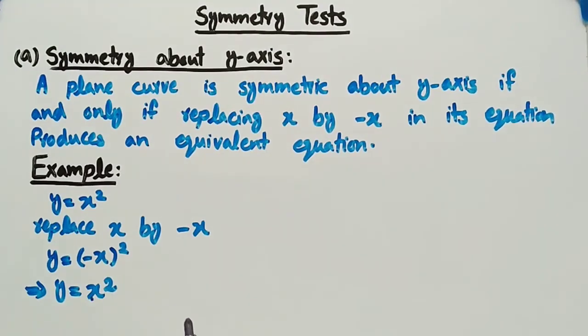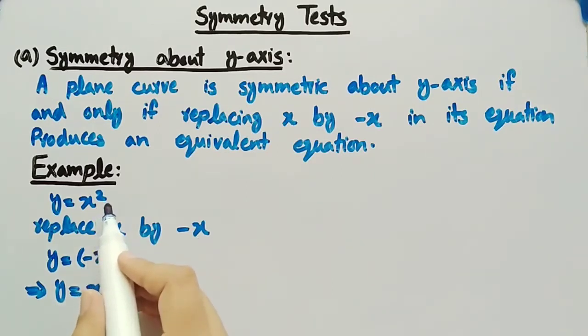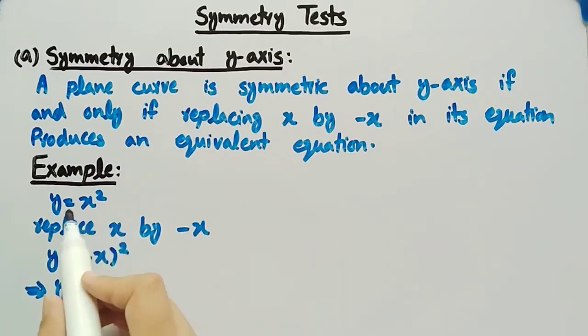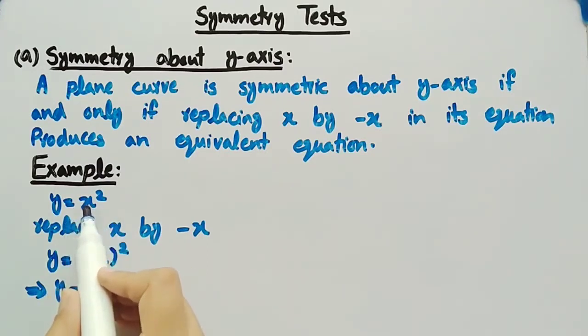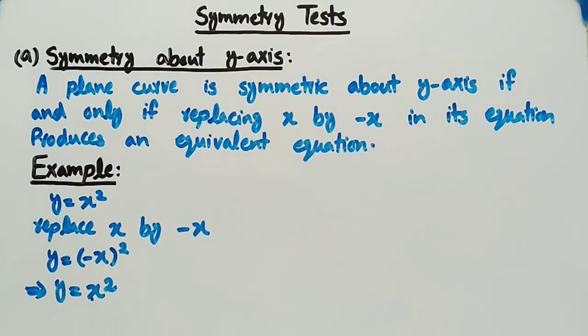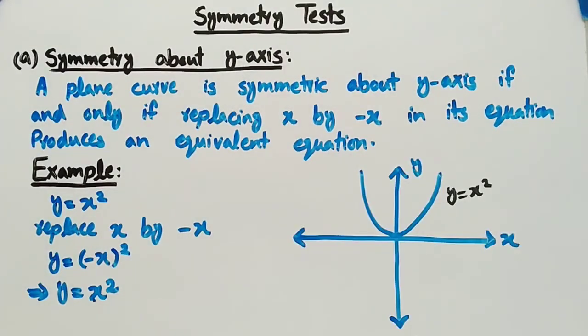In this example, we can see that when we replaced x by minus x, we got the same equation as the original one. So it means that graph of this equation is symmetric about y-axis. If we see the graph of parabola y is equal to x square, we can see that this is y-axis and the graph has same behavior on both sides of y-axis. So we can say that this curve is symmetric about y-axis.